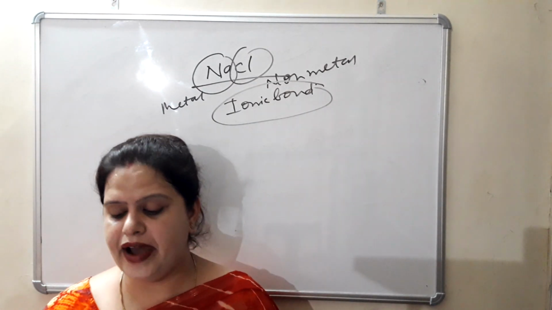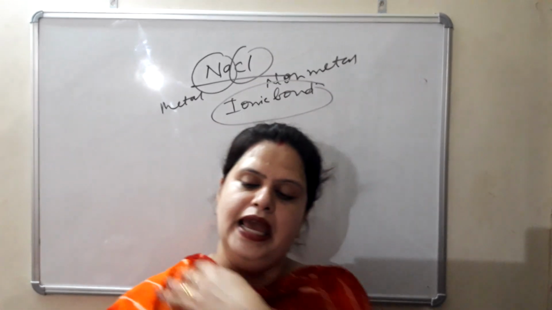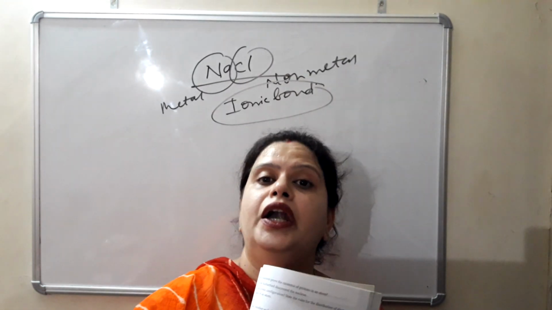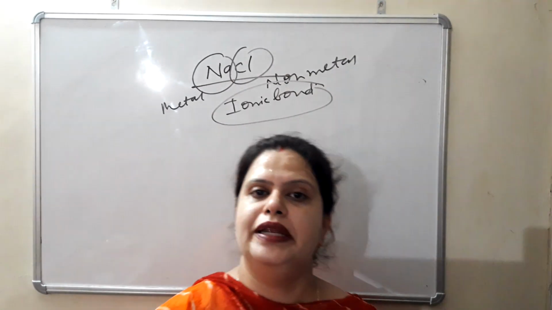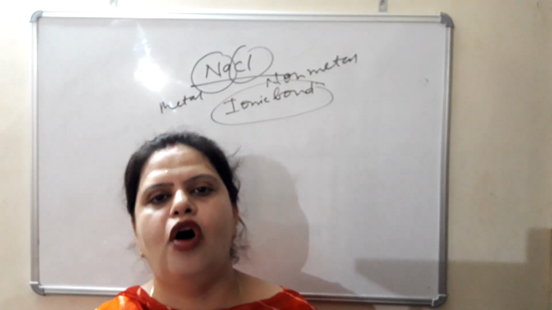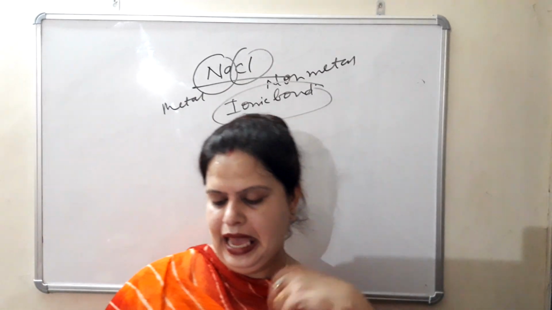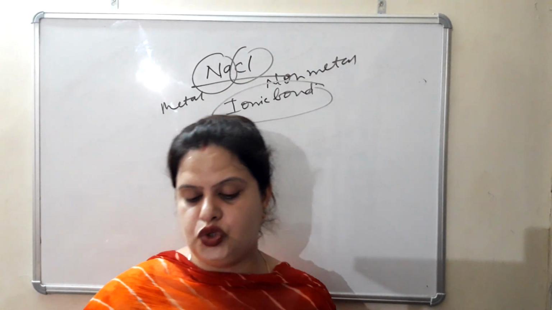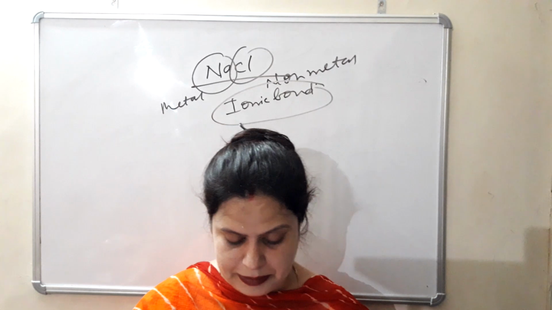Next is define atomic number and mass number. Atomic number is the total number of protons present in the atom of an element, whereas mass number is the sum of the total number of protons and neutrons present in the atom. The value of mass number is always greater than the value of atomic number.